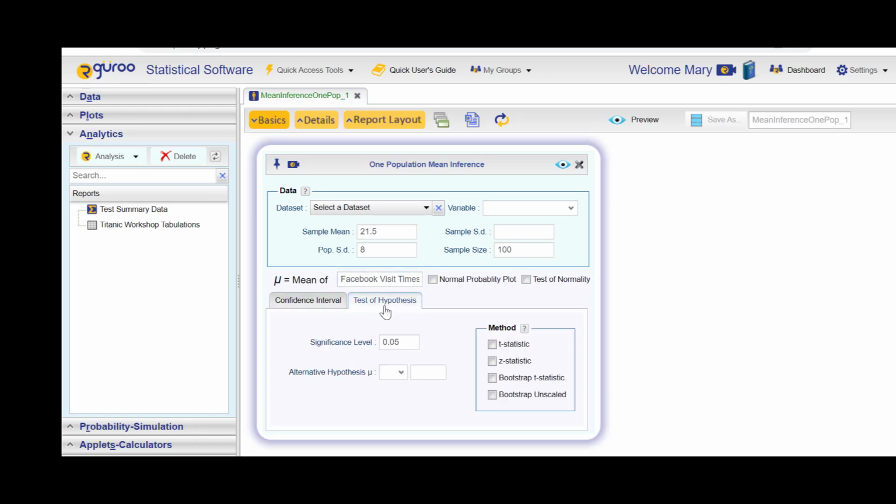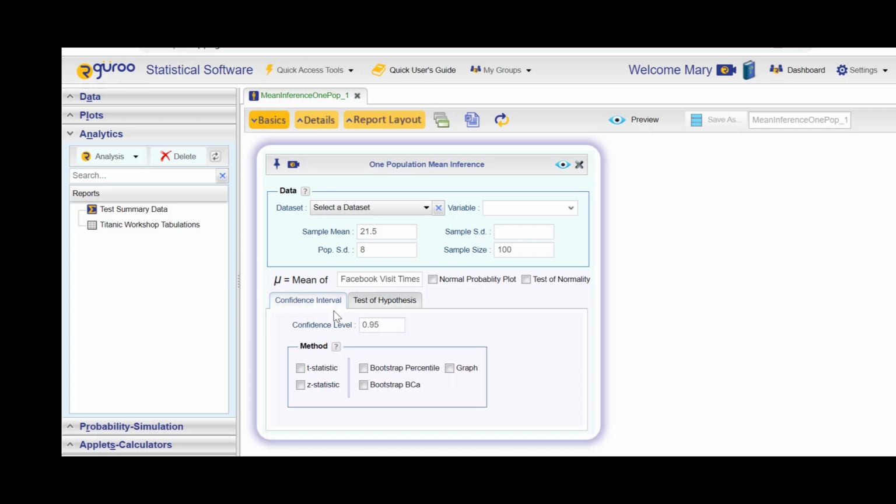And let's click over to the test hypothesis tab. The significance level is staying 0.05, and our alternate statement is that we believe that it is greater than 19.5, and we're going to choose a Z statistic. While we're doing this, I'm going to go ahead and do the confidence interval as well, because I think it's great that Rguroo will do both at the same time, and it will allow us to make some connections between the confidence interval that it gives us and the hypothesis test.